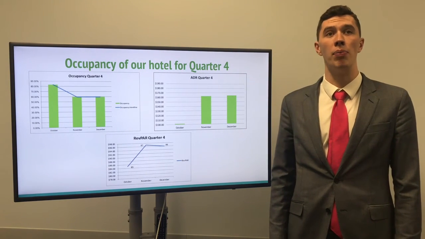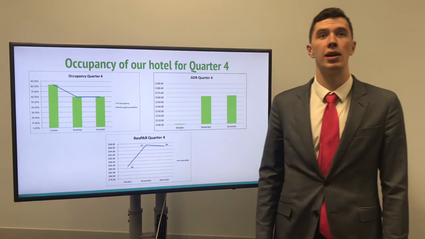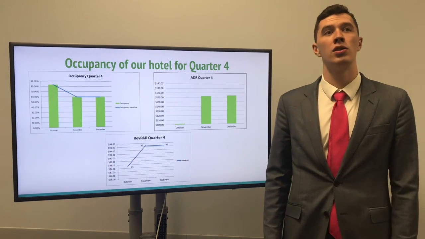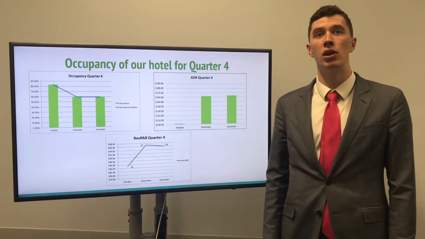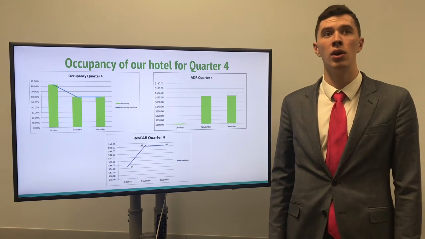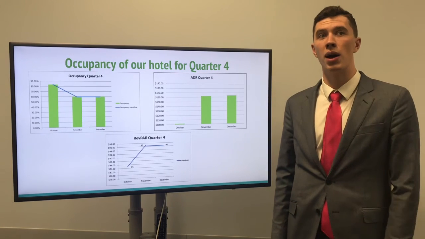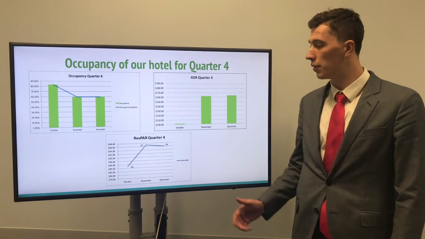November and December appeared to be consistent, with occupancy slightly below 60% and 0.02% below the competition index. RevPAR experienced a large hit in October due to human error. However, the RevPAR index recovered to below average for the next 2 months.